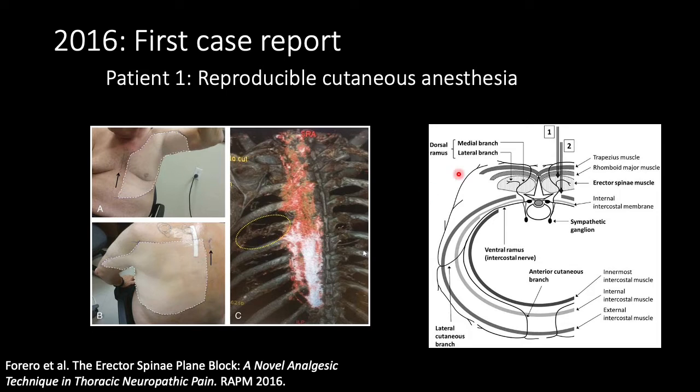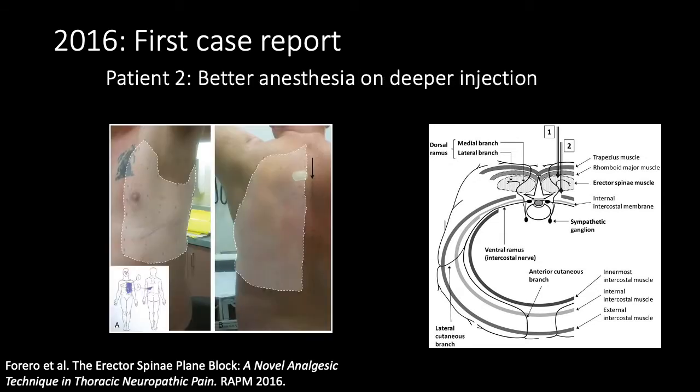And you can see in this diagram that the 1 corresponds to where this series of injections was done for this patient, superficial to erector spinae, which is different than how we do it at Stanford. Their second patient, they first attempted injecting superficial to erector spinae, but didn't have very much success with pain relief. So the second time they injected deeper to erector spinae at the transverse process, which is where we do them at Stanford now, and where most people do erector spinae blocks now. And once they did that, they achieved similar dense cutaneous anesthesia.